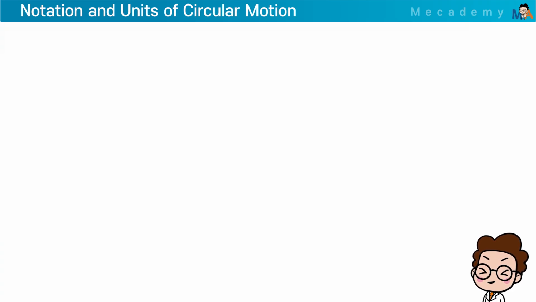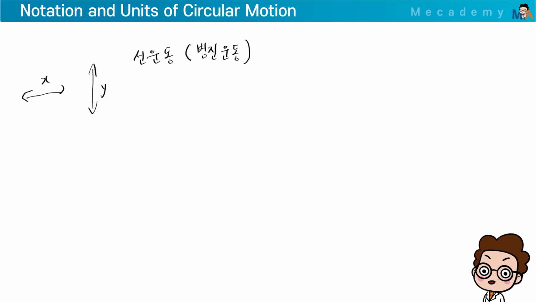I'll write it down here first. There's something called linear motion, the kind we've been doing so far. It's also called translational motion, which refers to movement along a straight path. Movement along the x-axis or y-axis is called linear motion because the object travels in a straight line. Projectile motion is also a type of linear motion, as it combines movement along the x and y axes. The second type of motion is circular motion. So there are two types of motion: linear motion, also known as translational motion, and circular motion.